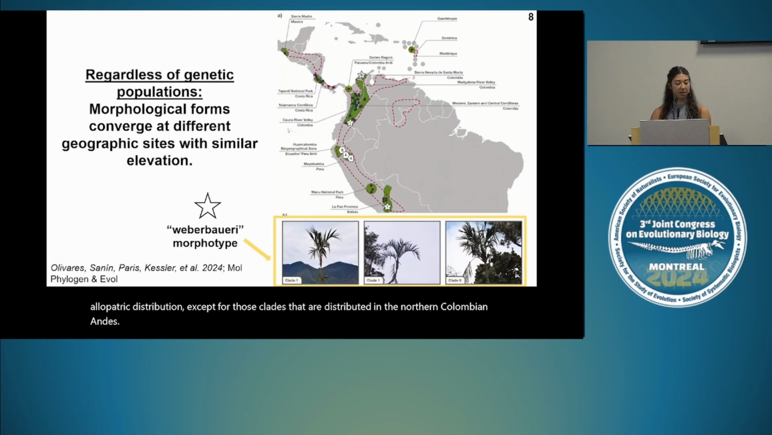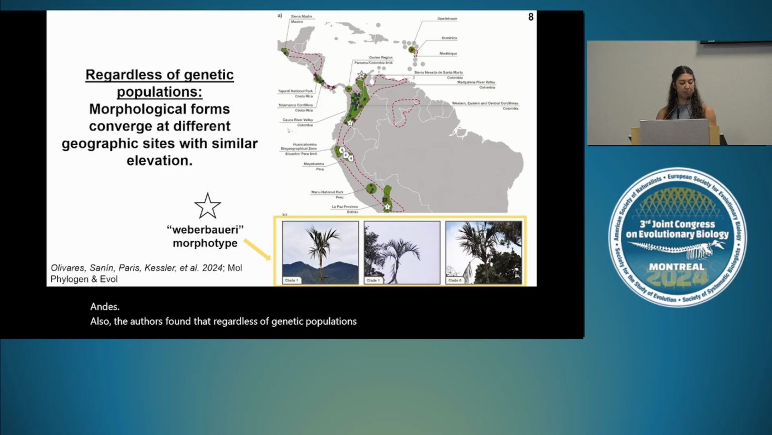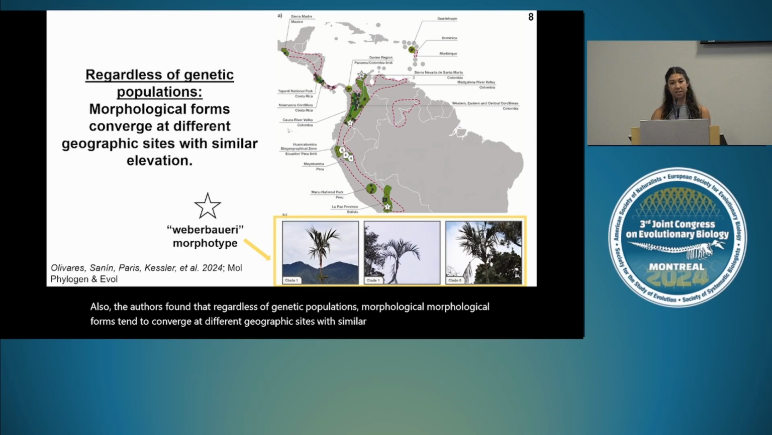Also, the authors found that regardless of genetic populations, morphological forms tend to converge at different geographic sites with similar elevation. For example, here we have individuals that make up the Weber-Bauer morphotype that are very geographically distant from each other. However, they were collected at similar elevations.